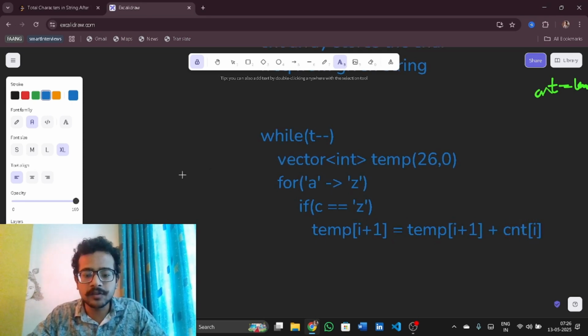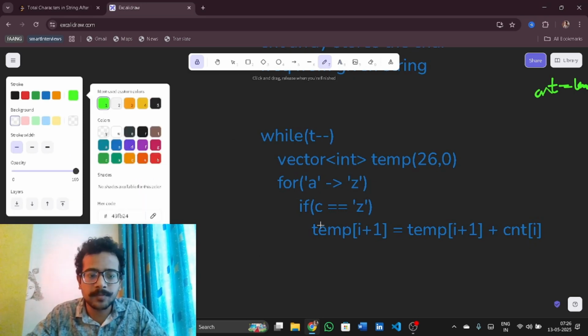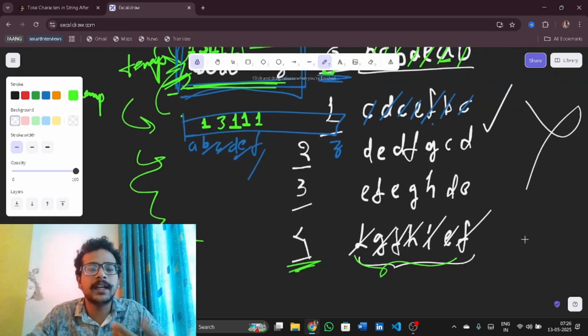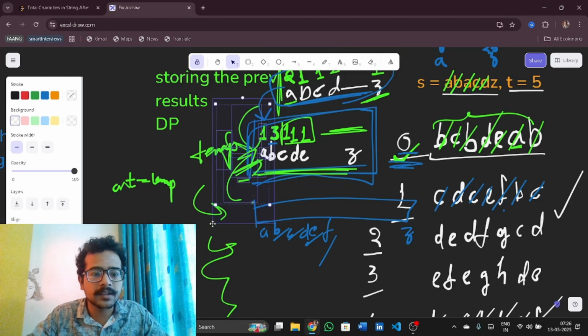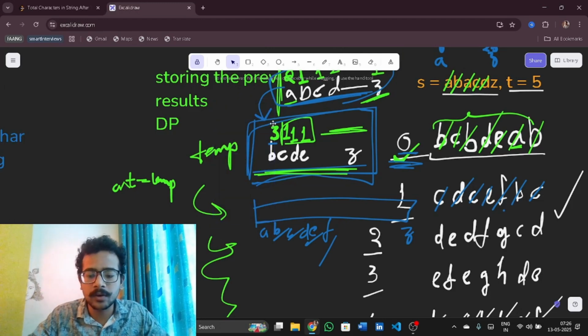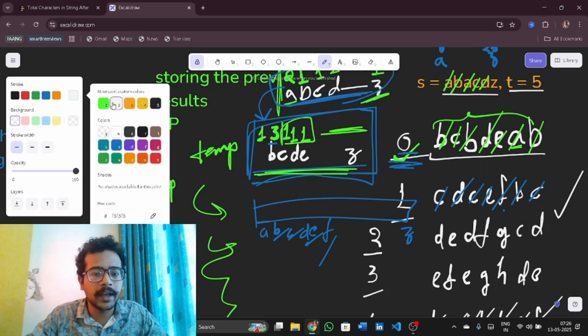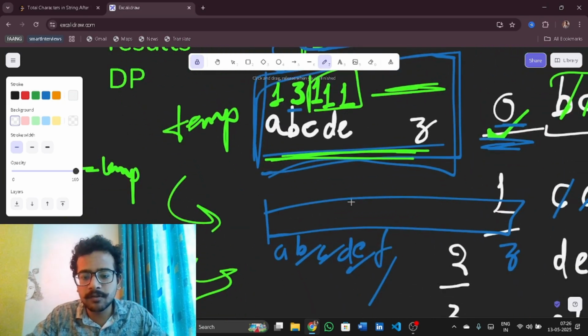Now, you might be confused by looking at this, but if you have solved DP problems like this, temp of I plus 1 is equal to temp of I plus 1 plus count of I. I did nothing, but here everything was 0. Let me make it clear for you. Okay, I have removed 1, so 1, and then I got A here. So A is for one time. Now everything was 0 here. Okay, I got 1.